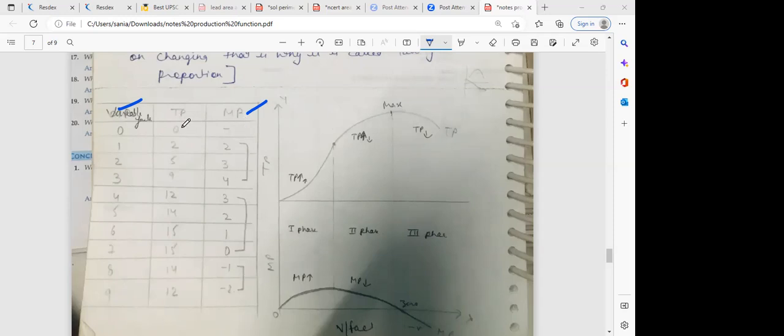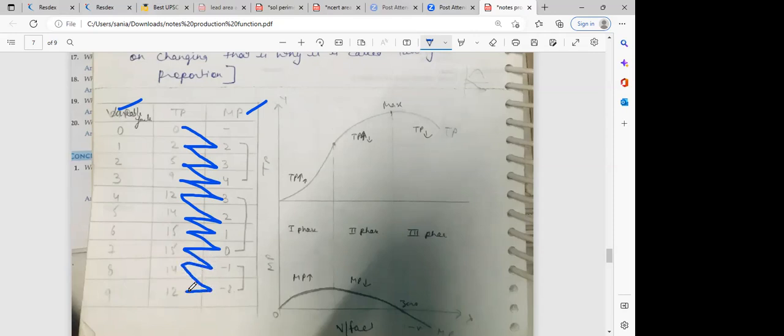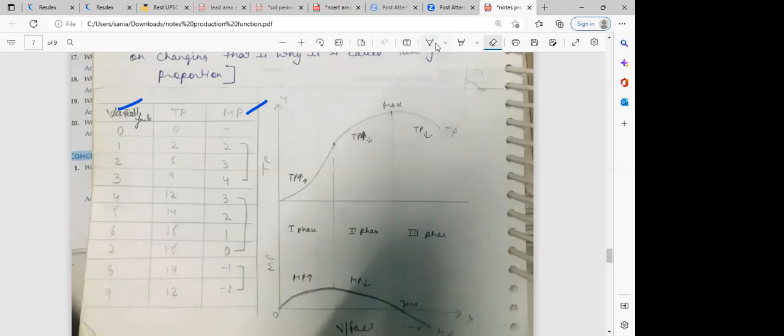Now TP, 0, it will be 0. 0 plus 2 becomes 2. 2 plus 3 becomes 5. 5 plus 4 becomes 9. 9 plus 3 becomes 12. 12 plus 2 becomes 14. 14 plus 1 becomes 15. 15 plus 0 becomes 15. 15 minus 1 becomes 14. 14 minus 2 becomes 12. So you can find TP as well. If you know MP, you can easily find TP. And once you are done with this, you will easily draw the schedule and graph.